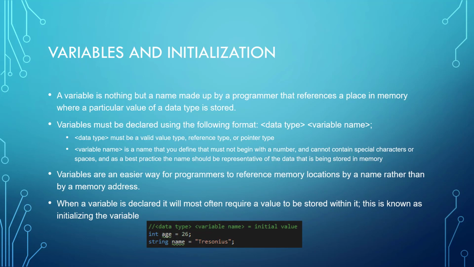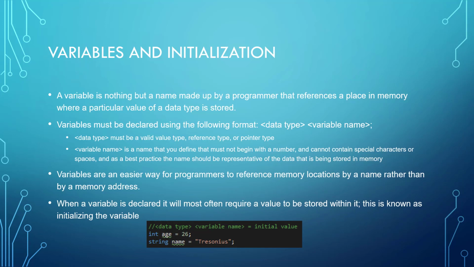So now that we understand that data types represent the type of data that we want to store in memory, let's talk about variables. A variable is nothing but a name made up by a programmer that references a place in memory where a particular value of a data type is stored. So if we grab a data type and we're allowed to assign data to a data type, we know that it's either going to go into the stack if it's a value type, or it's going to go onto the heap if it's a reference type.